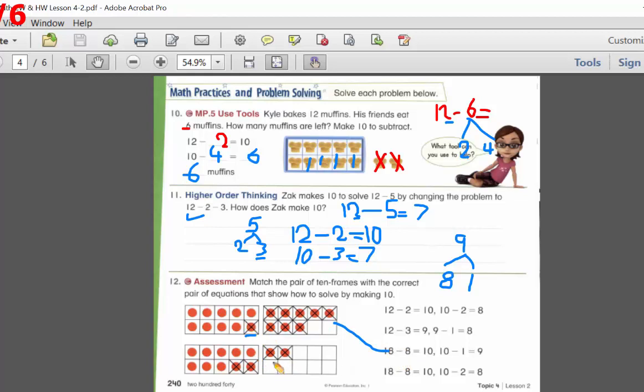Let's do one more here then. Okay, how many counters do you have in all? I have 12 in all. You want to make 10? Yes, I want to make 10. So I will cross out 2 here on the other 10 frame. So 12 minus 2 equals 10. Then you made 10. Done. Now I will cross out 2 more. So 10 minus 2 more equals 8. This is the answer.